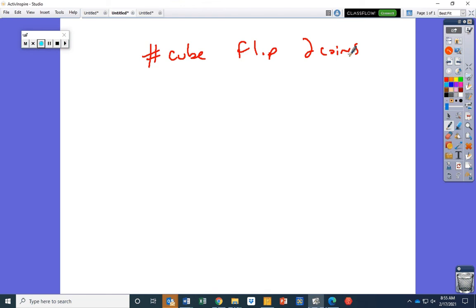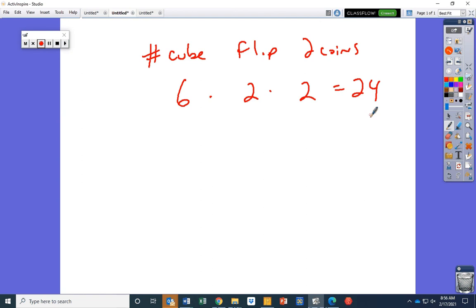How many outcomes are there for a number cube? Everybody, just don't jump ahead. How many outcomes for a number cube? 6. How many outcomes for 1 coin? How many for the next one? And what do I do with these numbers? Just multiply them. Okay, what's that going to be? 24 possible outcomes. Okay, I could make a tree out of this, couldn't I? And it wouldn't be that bad.